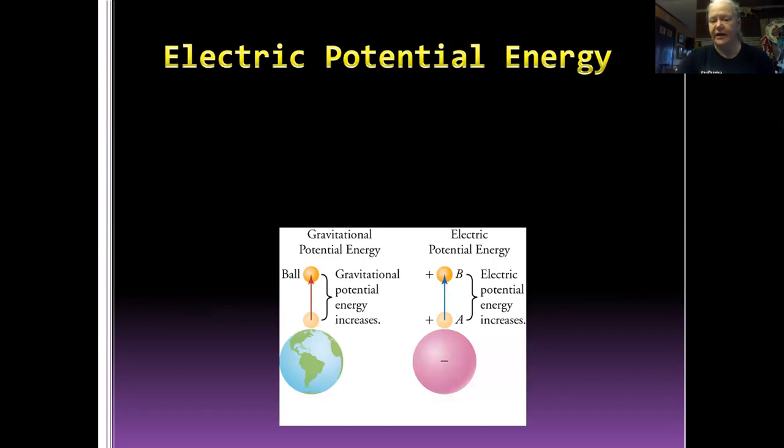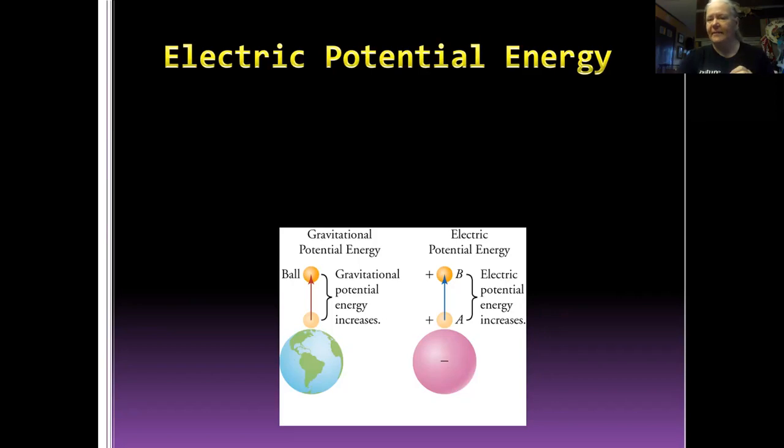As you can see in this picture here, we've got a negative charge and a positive charge. Naturally, they want to be closer to each other. So just like the ball would naturally fall to the ground, if I want to move that positive charge away from that negative charge, I have to do positive work on it. In other words, I increase its potential energy, just like if I were lifting a book up.